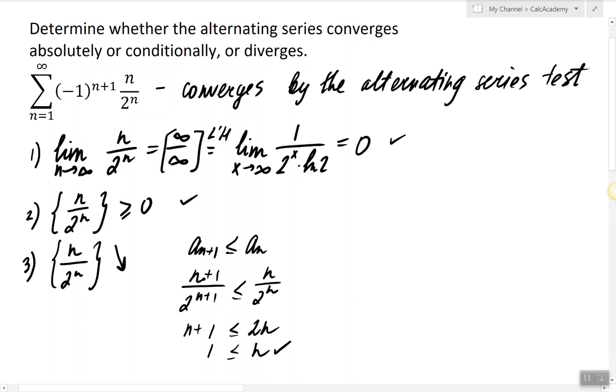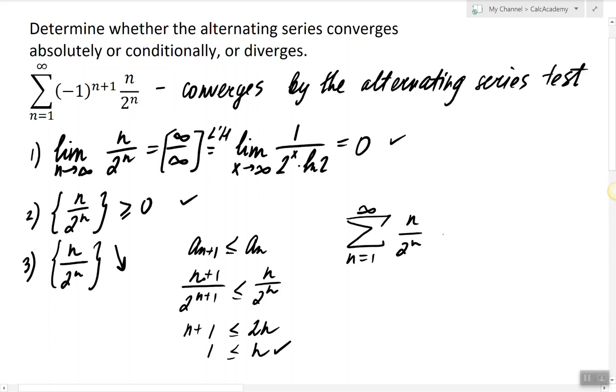So the next question is, does this series converge absolutely or conditionally? To answer that question, we have to consider the series made of the absolute values of the terms of the original series. That is, we have to determine whether this series converges or diverges.